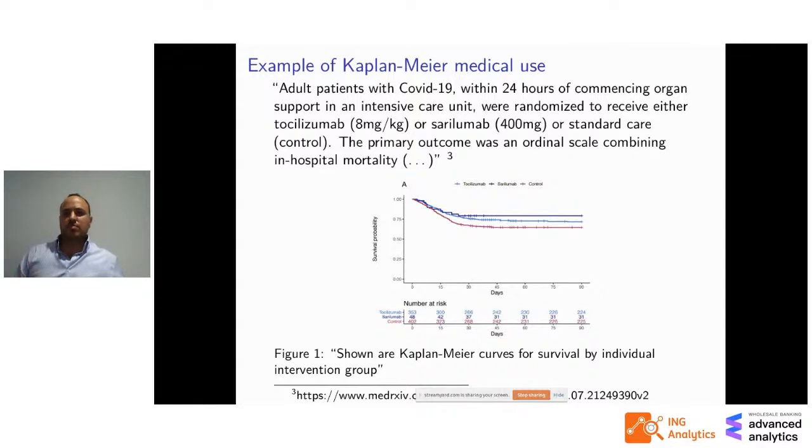I'm including it just because it's topical, just to see that these tools are used, but do not run away with any medical message out of here, because I'm completely not qualified. This is just to show you how these tools are used. So the time zero here is when adult patients come into an intensive care unit. And then at that point, they're randomized to either receive this treatment, the one that begins with a T, the one that begins with an S, or they receive the standard care, right, the control.